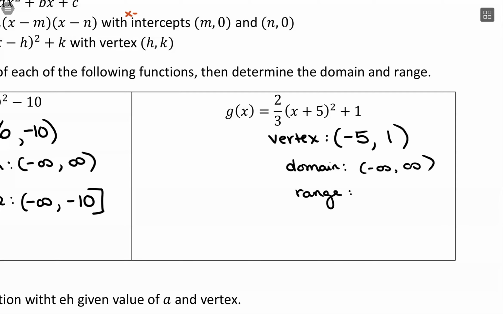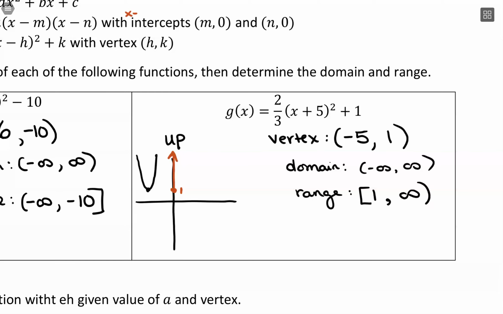And for the range, what I'm going to do is think of a graph. This one's opening upward, so my vertex is giving me a minimum value, but just to visualize it, we'll be at negative 5, positive 1, and we'll have a parabola like this. So for my range, the minimum value is that positive 1, and then it goes off to positive infinity. So it starts at 1 and including 1, and then goes off to positive infinity.